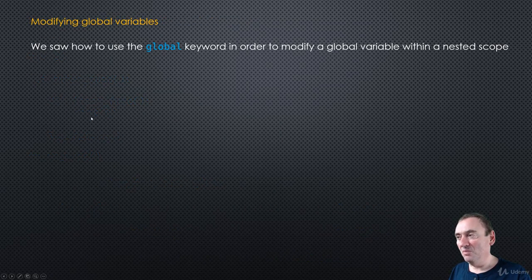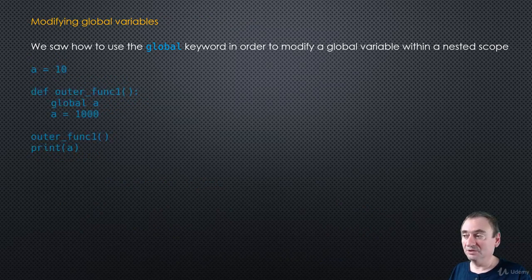Now let's see how we can modify global variables. Well, we've seen that before. We use the global keyword, right? So again, this is an example we've seen before. We have a is 10, global variable, and inside out-of-func we say a is global, and then when we modify a, we're actually going to modify the global variable a. So after we called out-of-func1, when we print a, well, it's now 1000. The global variable a has been changed to 1000.